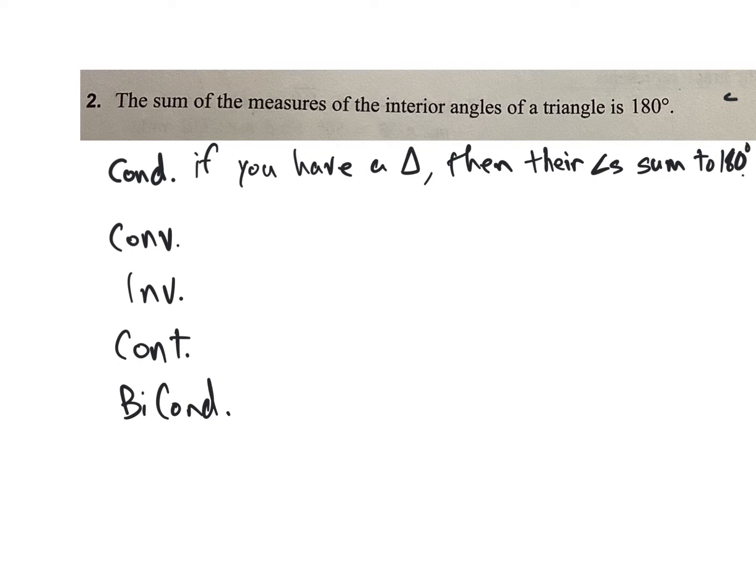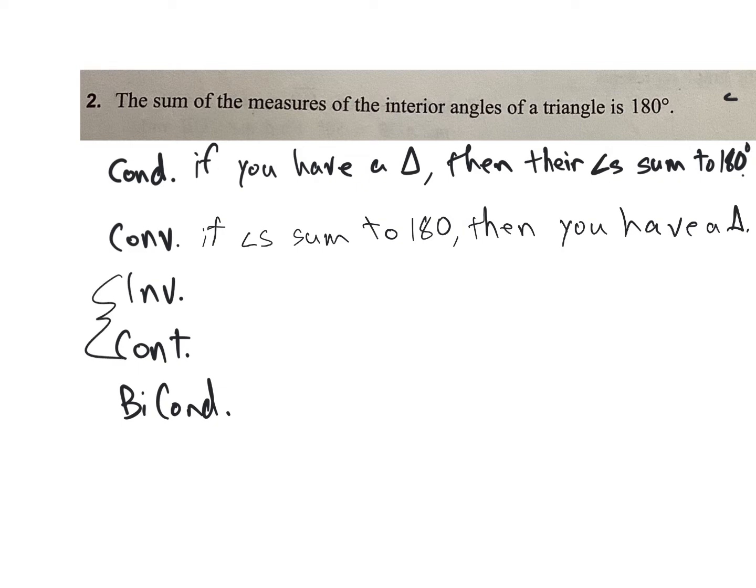If angles sum to 180, then you have a triangle. All right, now remember these two, you just rewrite the thing again and negate everything. If it's already negated, then you make it positive.